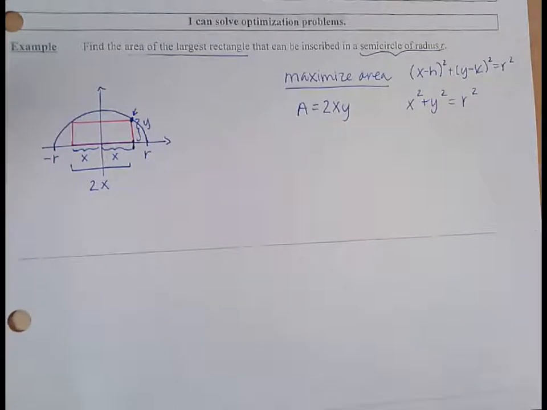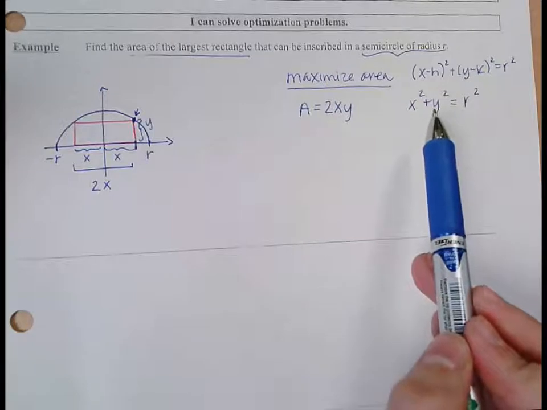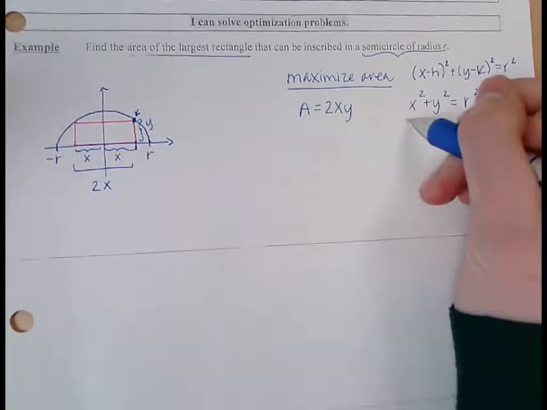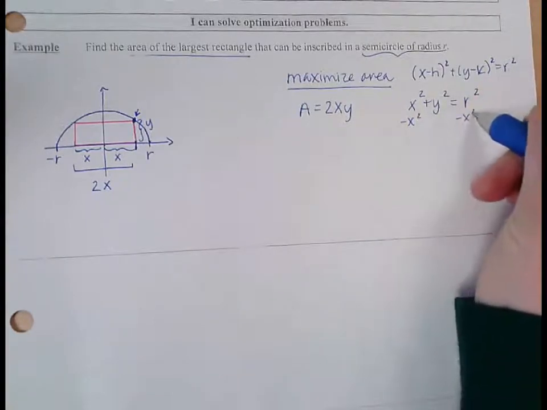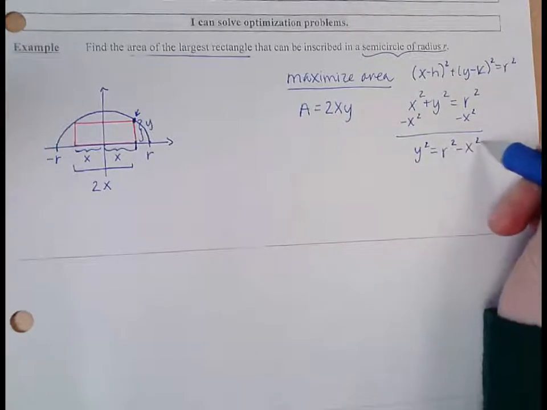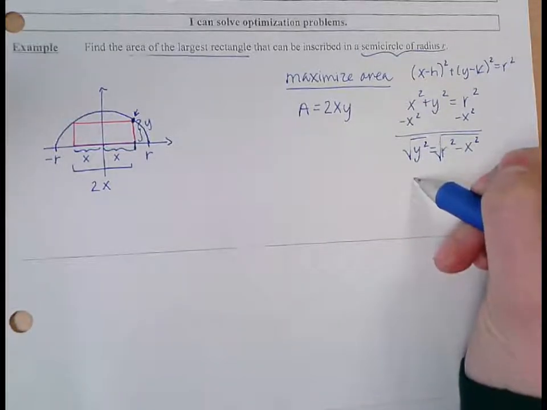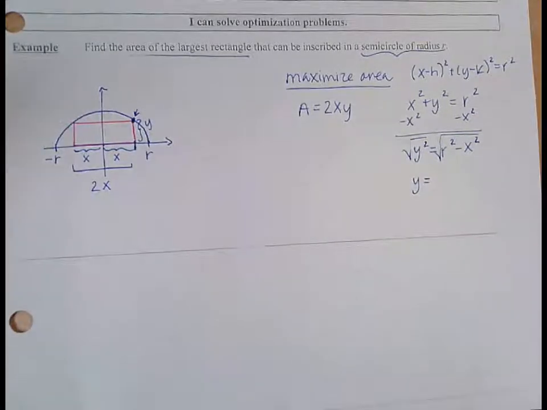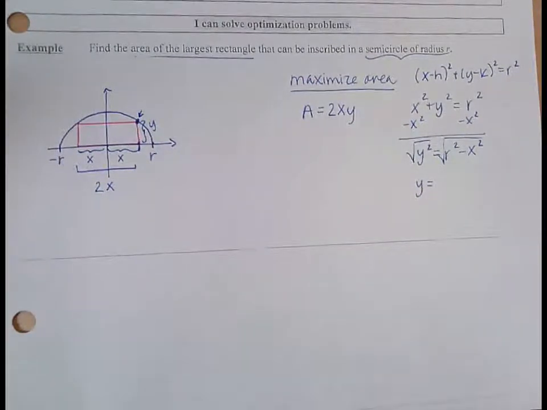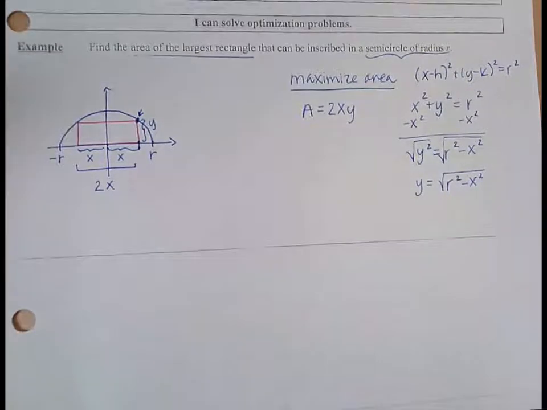So the upper semicircle, if I solve this for y, subtract x squared, so y squared equals r squared minus x squared, and then take the square root. When you take a square root, you have a positive and a negative square root, but if I just have the upper half of the semicircle, it's just the positive square root. So y would equal the positive square root of r squared minus x squared.